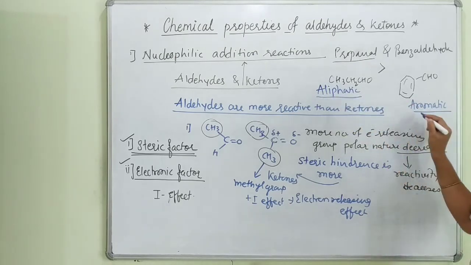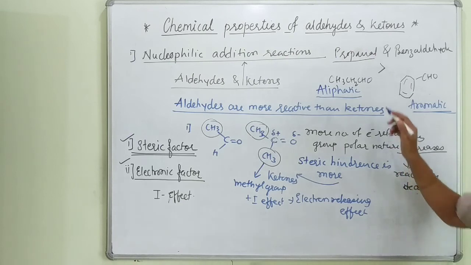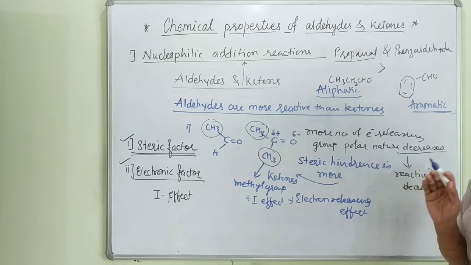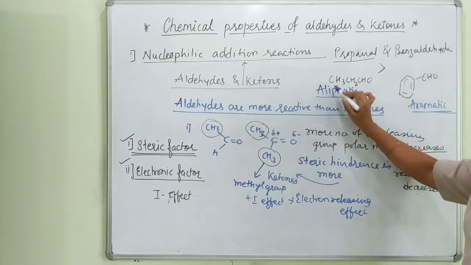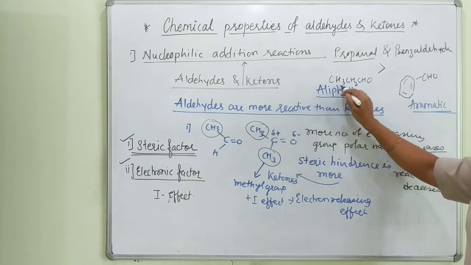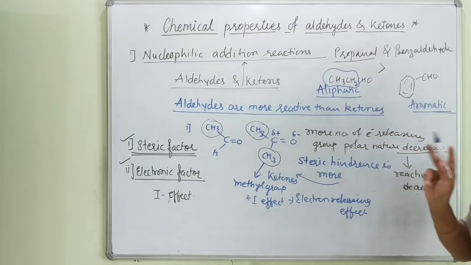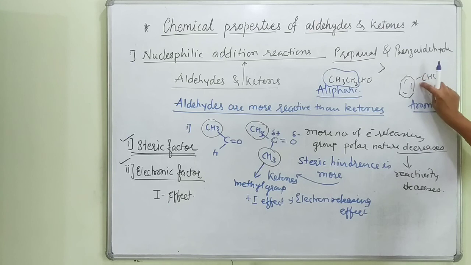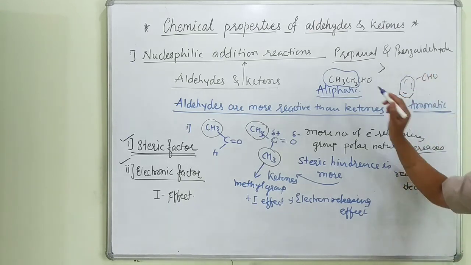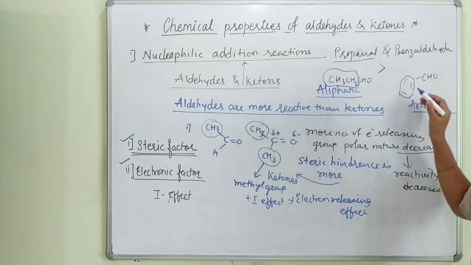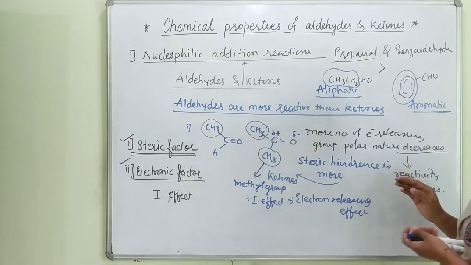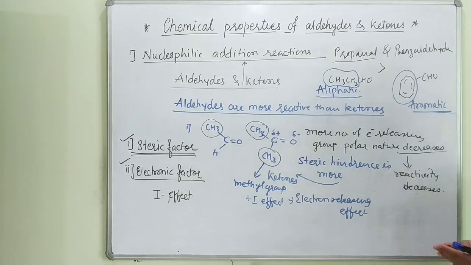Out of aliphatic and aromatic aldehydes, we can observe that aliphatic aldehydes are more reactive towards nucleophilic addition reactions. Why are they more reactive? Because of the group present. Here only two carbons are attached to the CHO group, but in this one a complete phenyl group is attached. Here we have an ethyl group, and here a phenyl group attached to it, so we will say that propanal is more reactive towards nucleophilic addition reactions as compared to benzaldehyde.